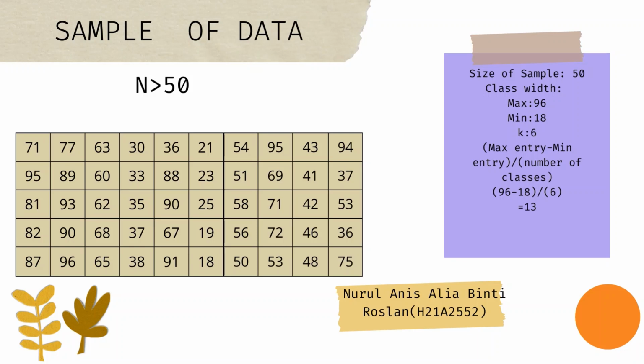So now, I'm going to start our presentation with Part A. First, we are given a sample of data. We choose 50 data. First, we decide on the number of classes. The size of the sample is 50. And for the class width, the maximum is 19.6 and the minimum is 18. So we calculate and we got 13.